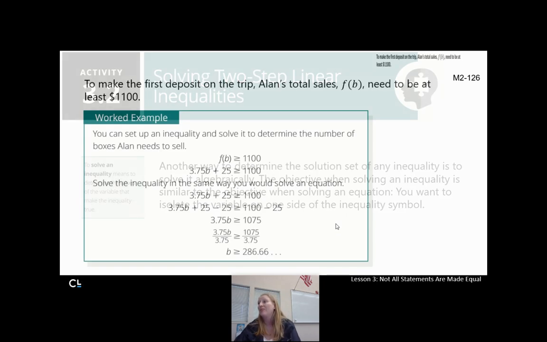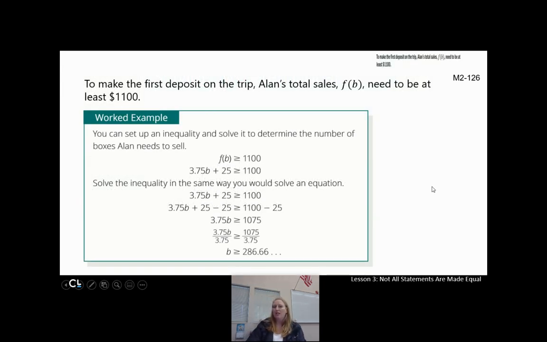Just how it goes. So to make the first deposit on the trip, Alan's total sales, F of B, need to be at least $1,100. So you can set up an inequality and solve it to determine the number of boxes Alan needs to sell. So here we have Alan's work. He said, fine, the function should be greater than or equal to 1,100, just like we were doing before. We know the function is 3.75b plus 25, so we plug that in. And then just solve it the same way we solve our equations.